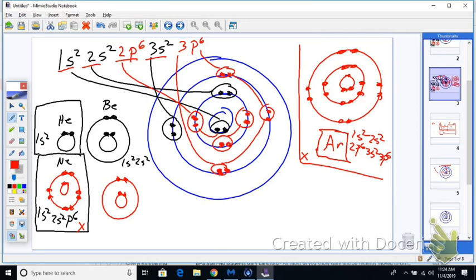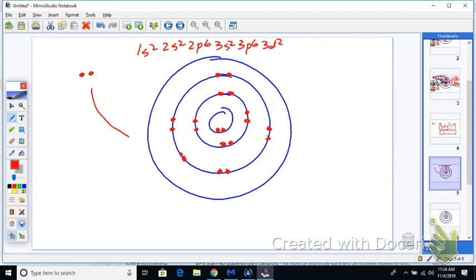So for calcium, according to that, they should go to an S. Are the S's full in the third level? Yes. So where could they go if they went to an S? Next level, they could go to the fourth. That's the right one.